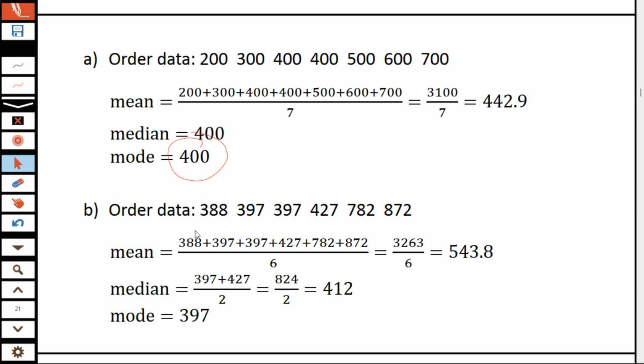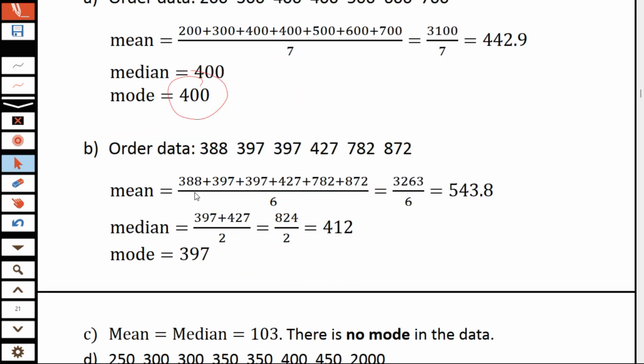So for us to get our mean, we just add everything and divide it by the total. So let's count the total: 1, 2, 3, 4, 5, 6. We are having our n equal to 6. So we are just going to add everything here and divide it by 6, right? When you add everything at the top, you are getting 3,223, divided by 6, that is our n. When divided by that, you are getting 543.8. So this is our mean.